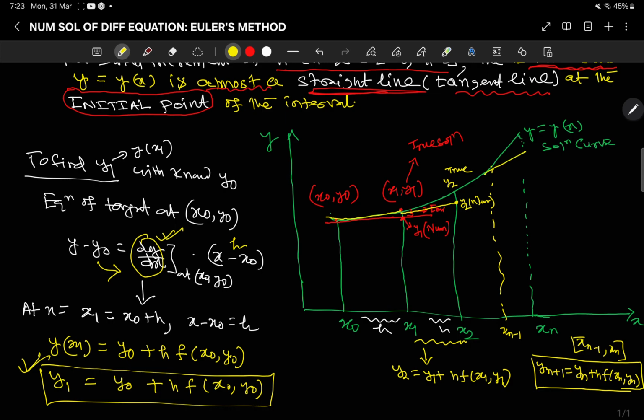At this point the tangent gives me yn plus 1. This is the true solution, and this is my numerical solution. Consequently, in the interval xn to xn plus 1, it is approximated by the tangent at the initial point xn. So this is the formula for Euler's method.